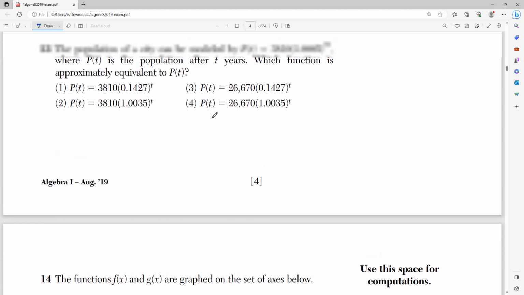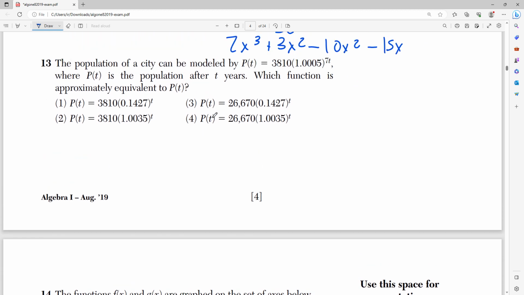Right? So 13 says that the population of a city can be modeled by P of t is equal to 3,810 times 1.0005 raised to the power of 7t, where P of t is the population after t years. Which function is approximately equivalent to P of t? Right? So what do we have here? We have this. And we're trying to find an equation that is equivalent to this, right?